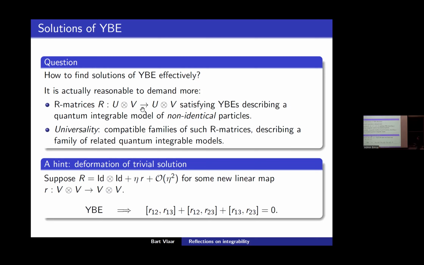Suppose, just to keep it simple, I take the trivial solution. You can check the trivial solution satisfies the Yang-Baxter equation. That's just 2 non-interacting particles. But suppose I make a deformation. Suppose I have a number eta, and then I have another linear map on this tensor product and higher order terms. Then you can show by looking at the Yang-Baxter equation that this new map r satisfies this relation in the triple tensor product. Okay, and this is a relation in terms of commutators. And so this suggests that Lie algebras may be of interest.